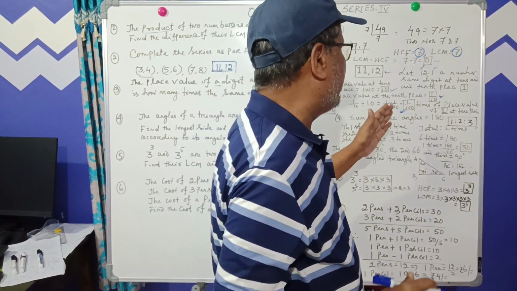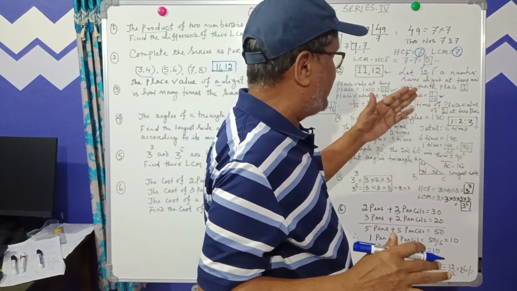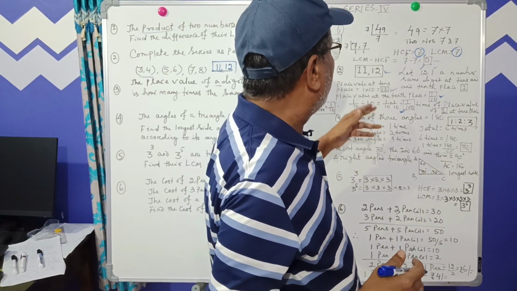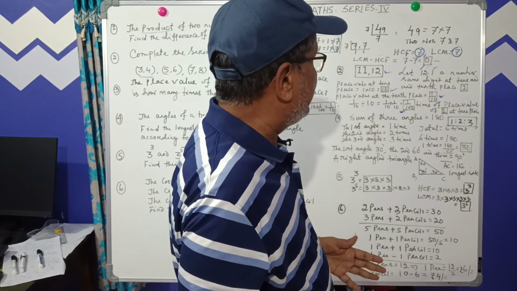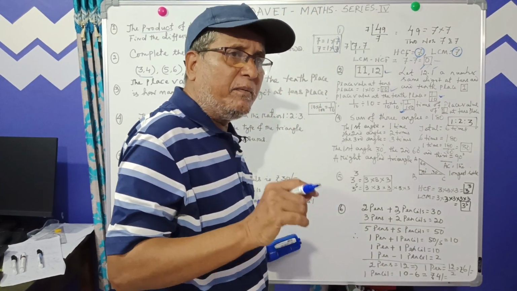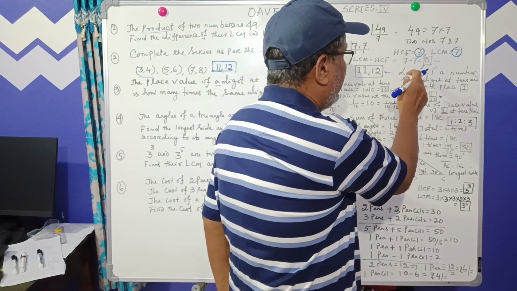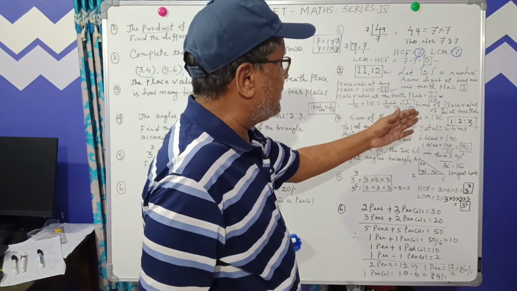Please do this at home. Please develop your mathematical skill by taking 5, 6, 8, 9, 7, any digit from 1 to 9. Whatever digit you take in one place, you also take in the other. Then the result will be this.